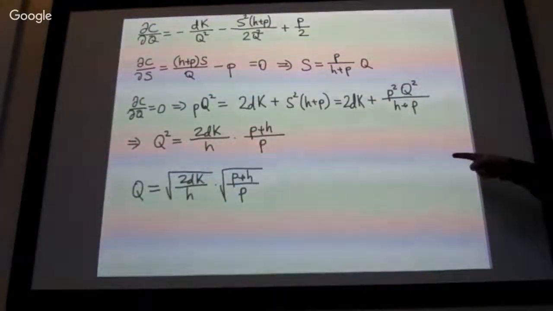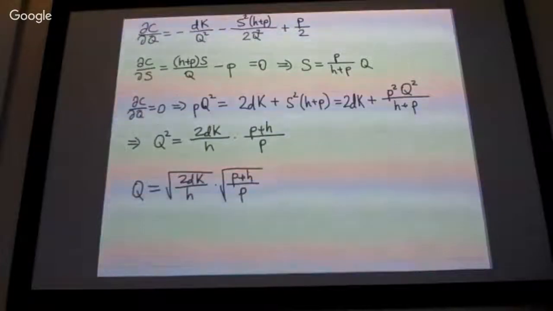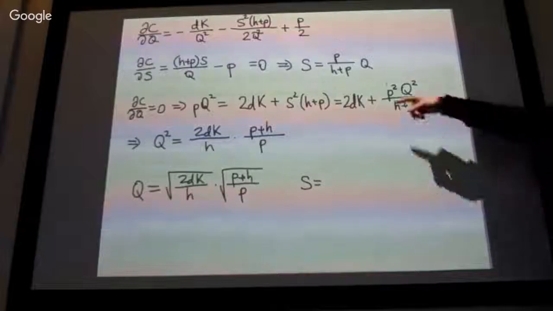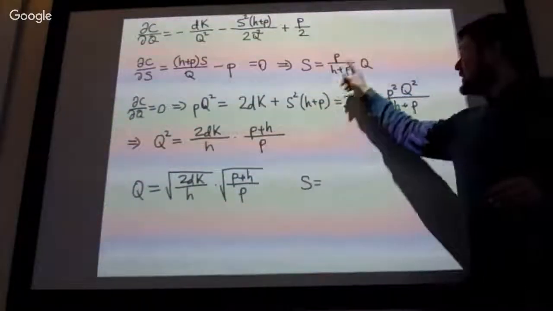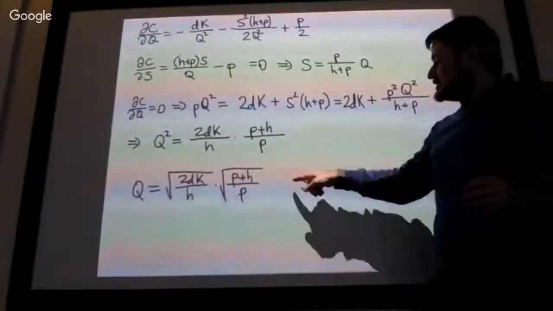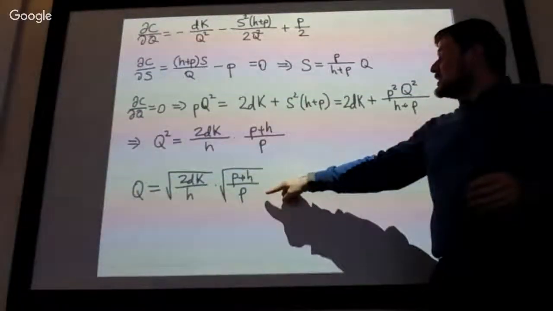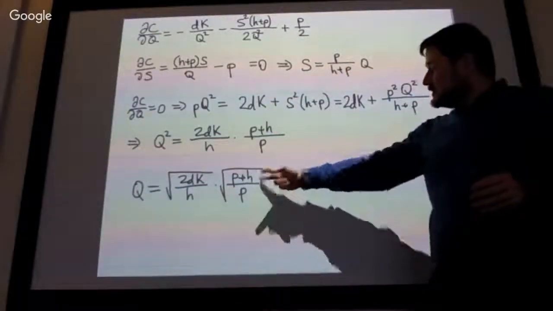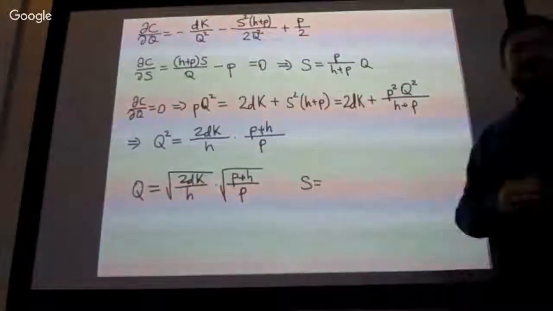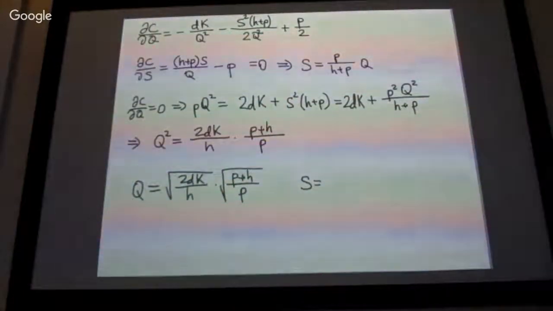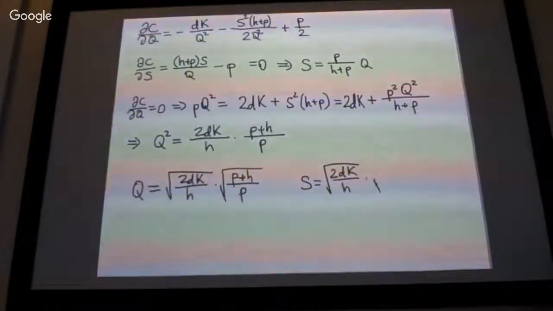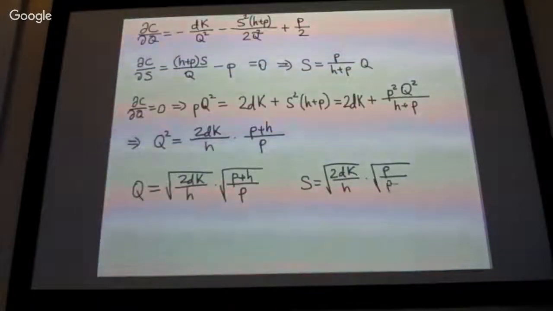Did you work that out? Yeah, it works. Excellent. What is s? Now we go back to this, so s is q, this, times P over H plus P. If I times this by P over H plus P, they just reverse. So that's what it would look like: 2dk over H times the root of P over H.